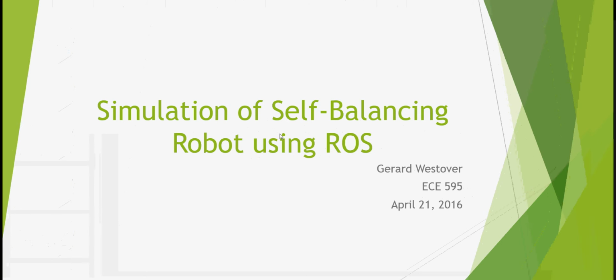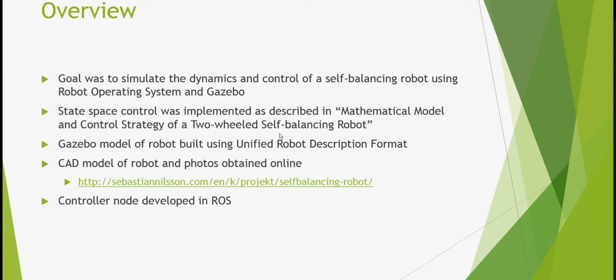Okay, this is a presentation of my project for EC 595: simulation of the self-balancing robot using ROS. The overview of the project. The goal was to simulate the dynamics and control of the self-balancing robot using Robot Operating System and Gazebo. This is done by state space control, as described in the mathematical model and control strategy of a two-wheeled self-balancing robot paper that Micho provided.